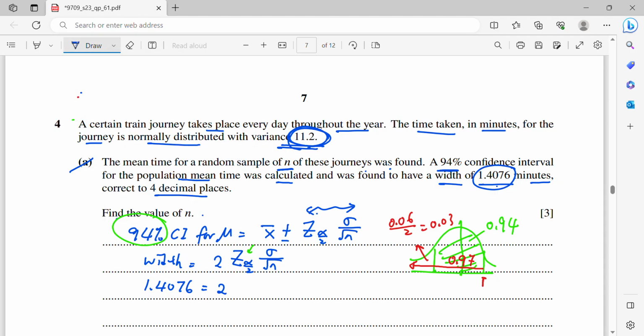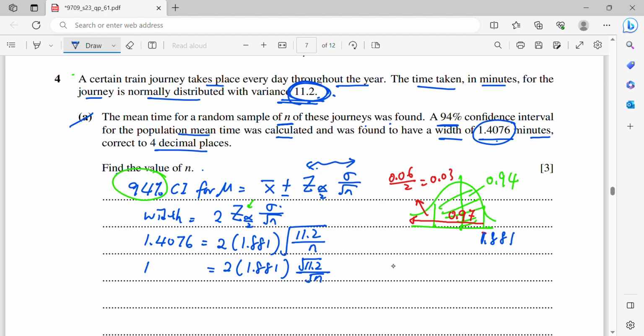This can be found from the table. The table shows 1.881. So I will replace Z alpha over 2 by 1.881. And then the sigma here is given as the variance, and we need the standard deviation. Therefore, I can just take the square root of the variance as my standard deviation, over the square root of n, which is unknown. So from here, I can split it into 2 square roots. I will keep the rest first. So instead of the square root of the fraction, I can change it to the square root of 11.2 divided by square root n.